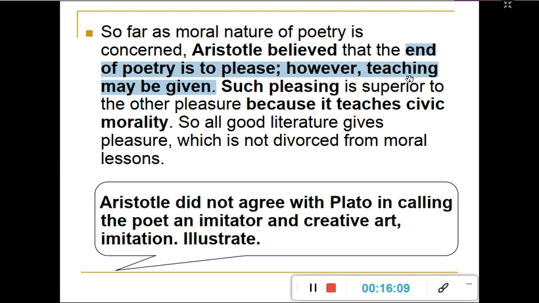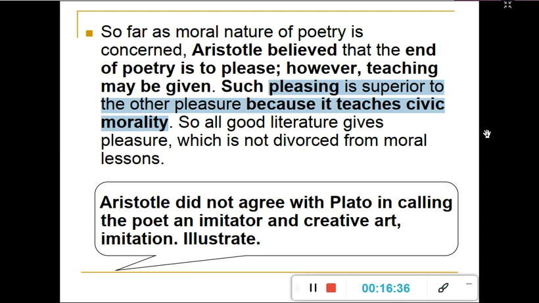فبيقول لنا أرسطوطل هو هنا في الفترة دي teaching may be given, such a pleasing is superior to the other pleasure because it teaches civic morality underlying. يبقى الاختلاف التاني هنا ايه؟ الاختلاف النقطة دي كمان ان بليتو كان بيقول ان البوتري makes people weaker و sentimental وهو source of falsehood، لكن أرسطوطل completely disagrees مع ده.